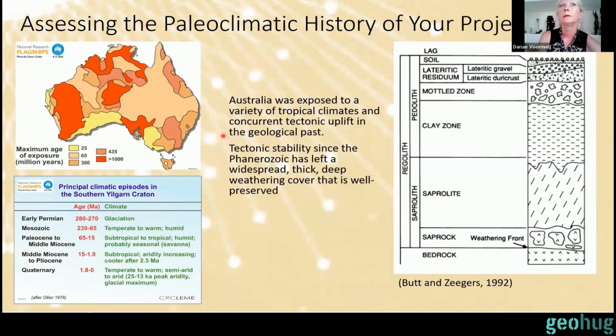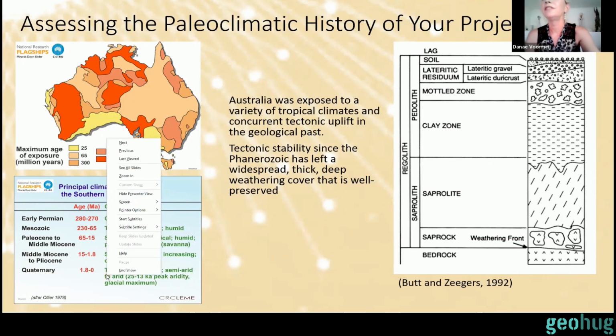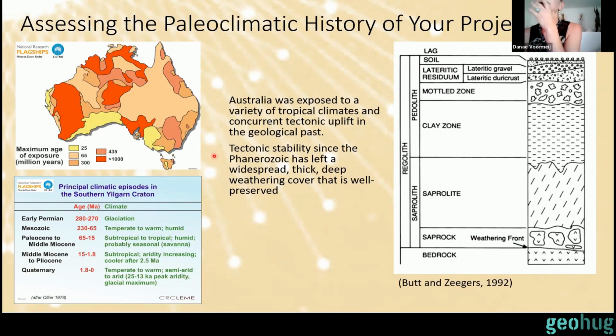which can be very helpful. For example, you look at Australia here, it underwent a number of tropical humid climate conditions and tectonic uplift, and got a really deep regolith. And then it was stable since the Phanerozoic, and that has left this really deep regolith on most of Western Australia. And here you can see an example.